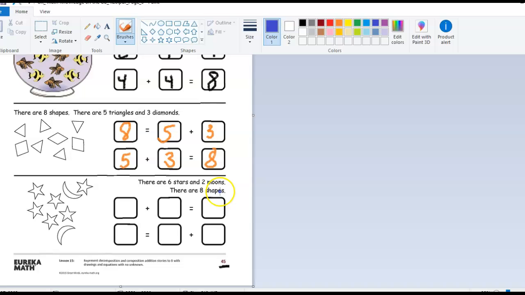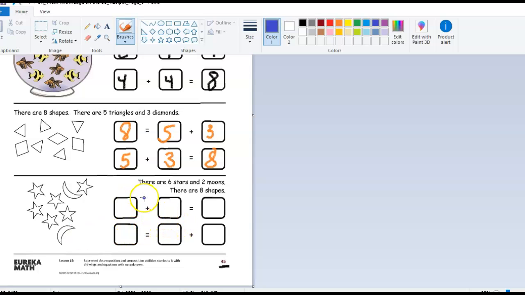There are 8 shapes. So this time in the problem, they gave us the whole right here. There are 8 shapes. So we know that our whole is 8 because that's how many shapes we have all together. But of course, we're going to count to be sure. Get ready. 1, 2, 3, 4, 5, 6, 7, 8. So how many shapes do we have all together?